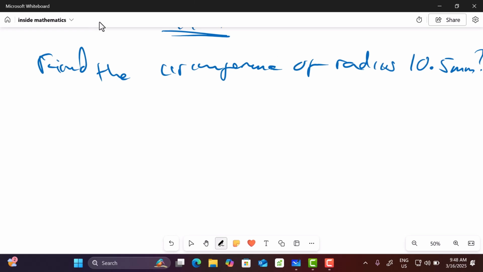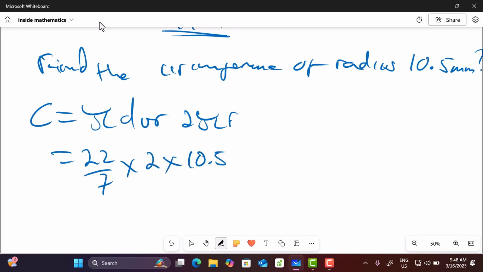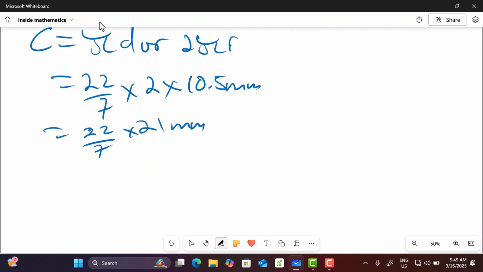So in our previous video, I gave you an exercise to find the circumference of a circle with radius 10.5 millimeters. So the circumference C is equal to pi d or 2 pi r, which gives us an answer. For pi, we said it's 22/7 times 2 times, of course, 10.5 millimeters, which is nothing but 22/7 times 21 mm. After multiplying these two, 21 divided by 7 is 3, and 22 times 3 gives us 66 mm. So that's the solution for this question.